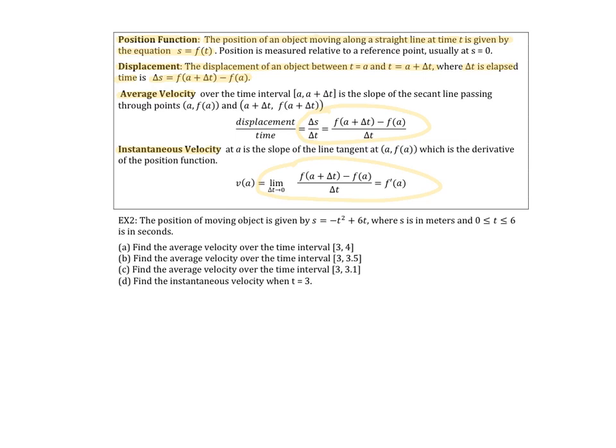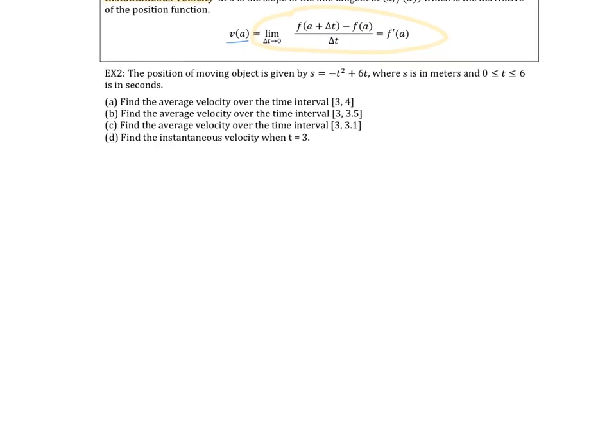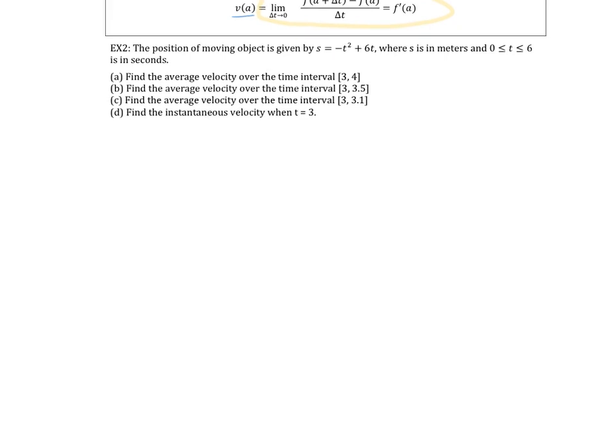So the instantaneous velocity, we're going to use v for velocity. Remember, that's just the derivative of our function s. So let's put all of this together in example 2. In example 2, we have the position of a moving object, and we have the function. The position is negative t squared plus 6t. S is in meters. We're only concerned with t values from 0 to 6 seconds.